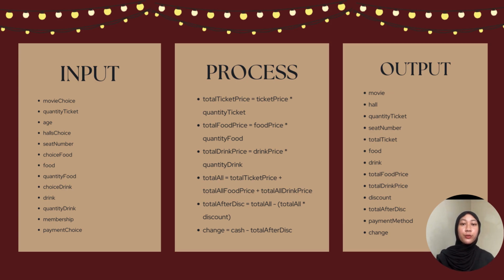And lastly is output. We will show you the receipt that displays all this information, which is movie, hall, quantity ticket, seat number, total ticket, food, drink, total food price, total drink price, discount, total after discount, payment method either cash or card, and change if the customer pays using cash.